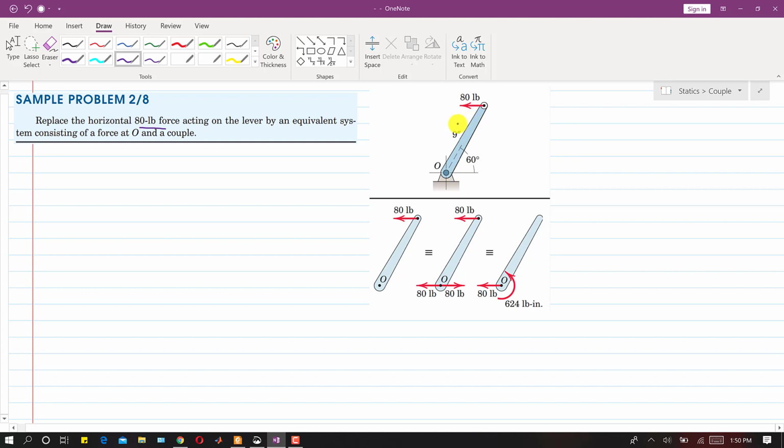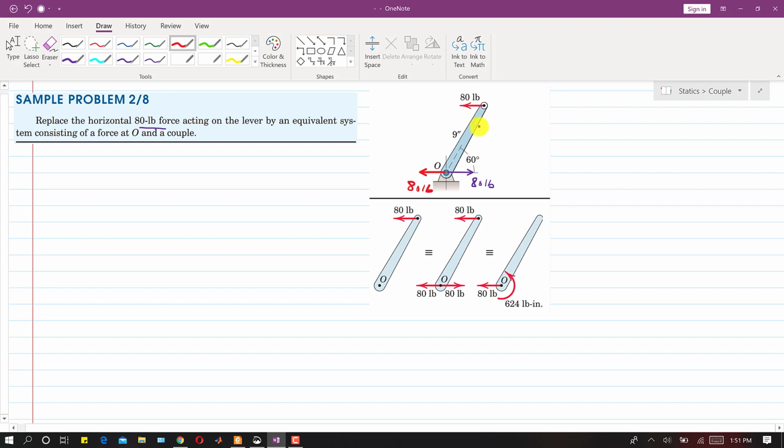What we will do is draw a force of the same magnitude, 80 pounds, at point O in the opposite direction. In order to not disturb the net effect of this force, we will apply another force in the opposite direction, and this will also be 80 pounds. So we will not disturb the whole system. Both of these forces cancel out each other and this force remains.